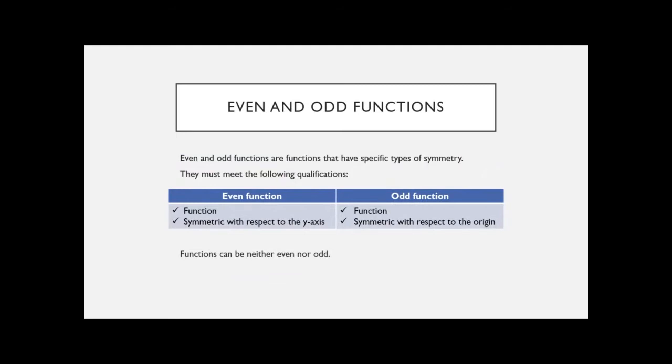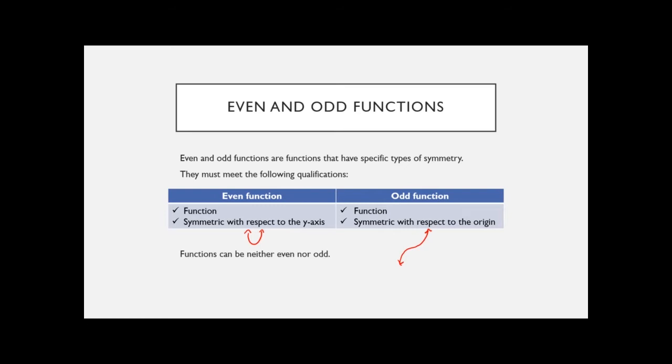we also have definitions of functions. We can call a function even or odd, and even and odd functions have specific types of symmetry. First, in order to be even or odd, it needs to be a function, because if it's not a function, it doesn't qualify. An even function is one that's symmetric with respect to the y, so that's a mirror image across the y-axis. An example of an even function would be a parabola. An odd function is symmetric with respect to the origin, and an example of an odd function is a cubic function.